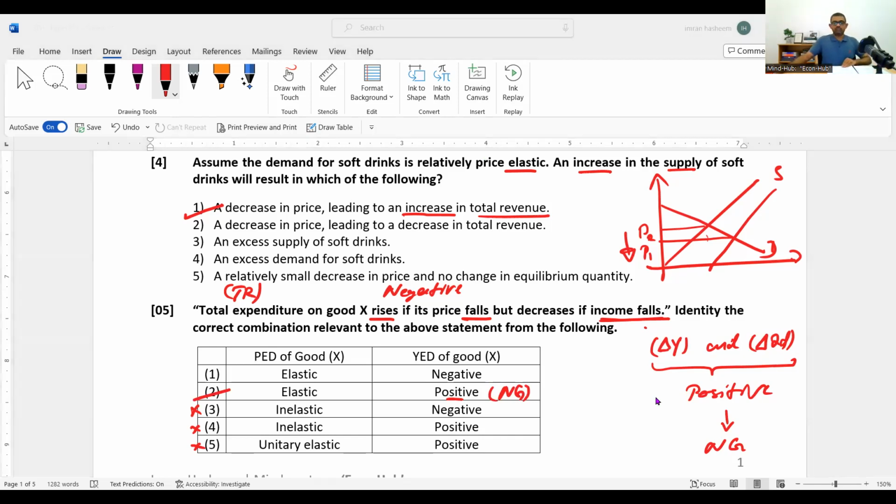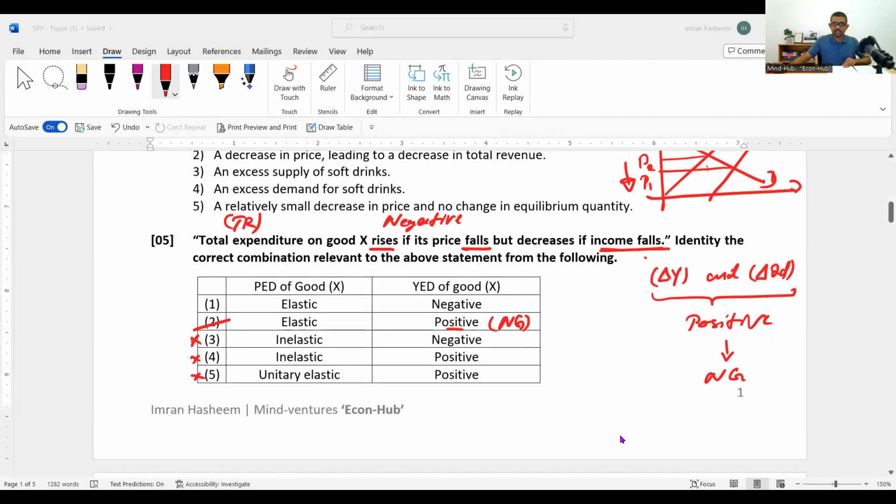Are we okay? If there are any questions, you can ask. The different concepts we have learned throughout, we are now bringing into one place and answering these questions.